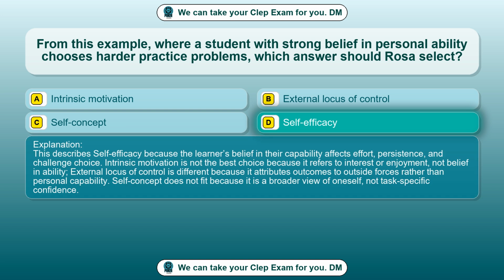This describes self-efficacy because the learner's belief in their capability affects effort, persistence, and challenge choice. Intrinsic motivation is not the best choice because it refers to interest or enjoyment, not belief in ability. External locus of control is different because it attributes outcomes to outside forces rather than personal capability. Self-concept does not fit because it is a broader view of oneself, not task-specific confidence.